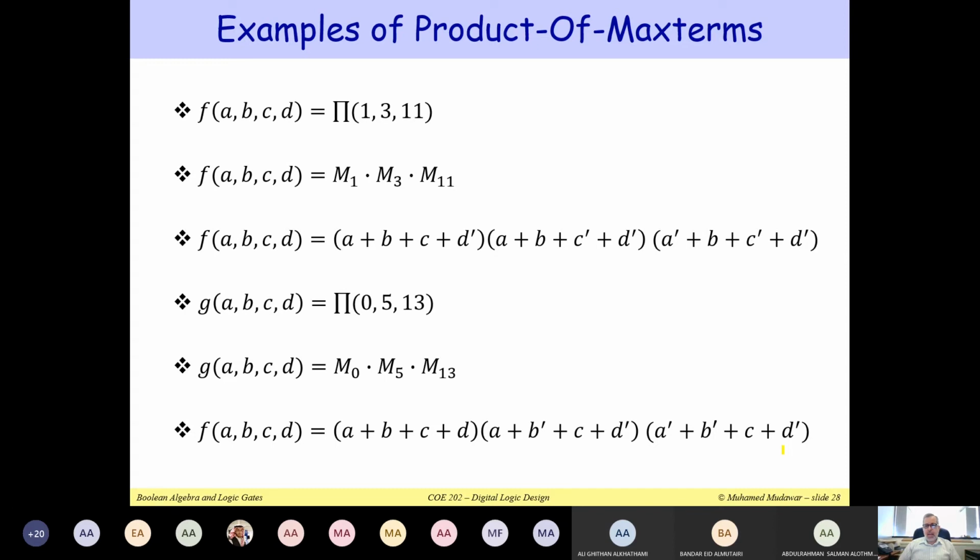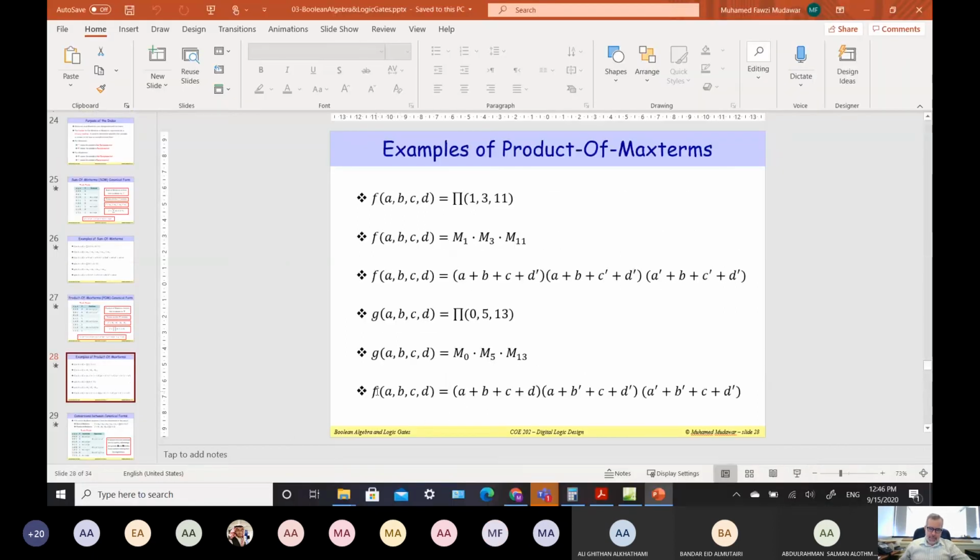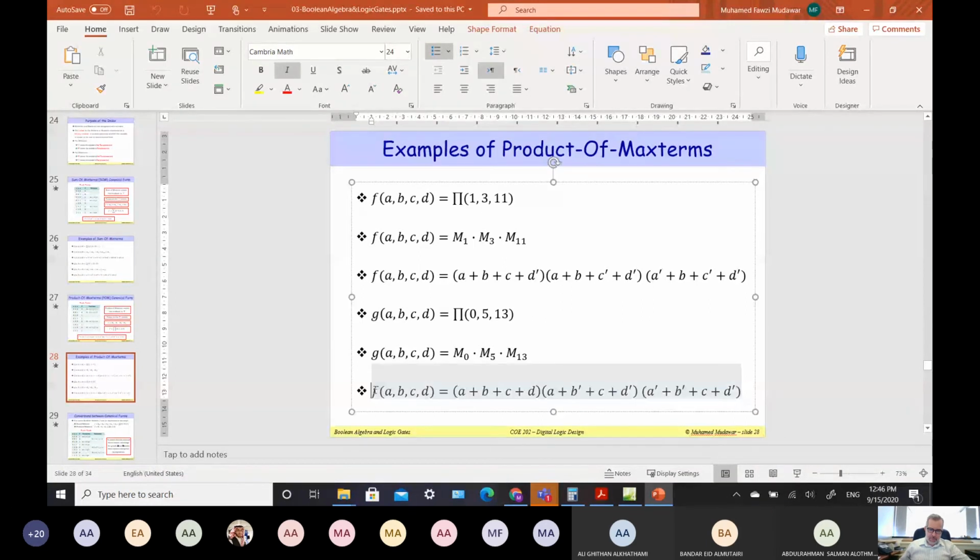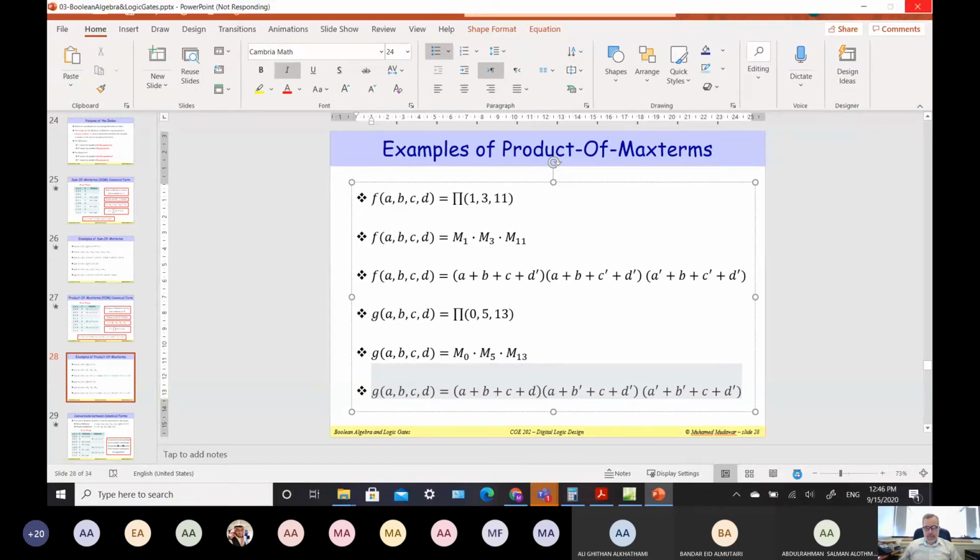So you got it now, okay? This is basically how we can write a function as a product of max terms. I made a mistake here. This is function not f, this is function g. So let me fix this mistake and write this as function g, right? It's not function f.